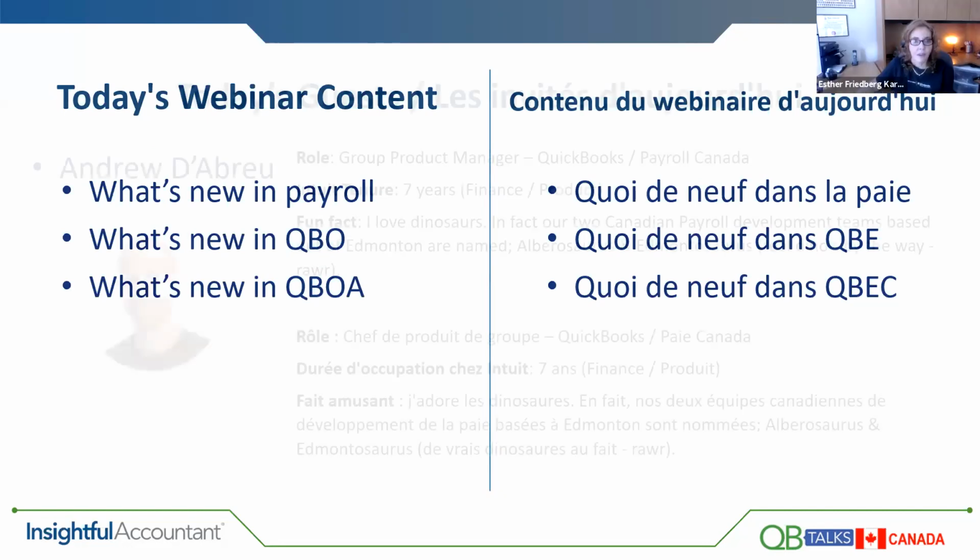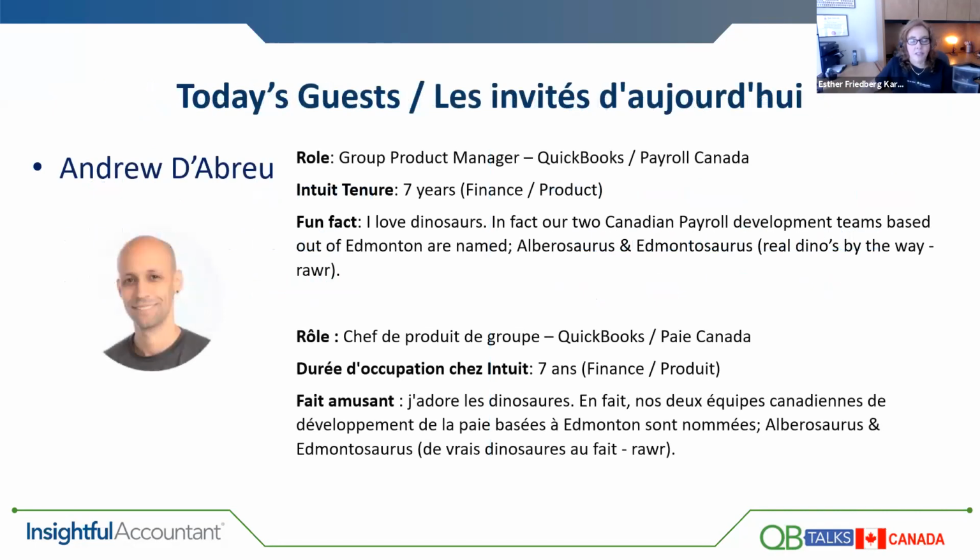Thanks, Ricky. So we have with us today 3 guests, should have been 4, but we have 3 guests today from Intuit. Our first guest is Andrew Debrew. I hope I said it right, Andrew. He's Group Product Manager of QuickBooks and Payroll in Canada. He's been with Intuit for 7 years. He loves dinosaurs, and I learned something new about dinosaurs. The payroll development teams based out of Edmonton are named Albertosaurus and Edmontosaurus, which are real dinosaurs.